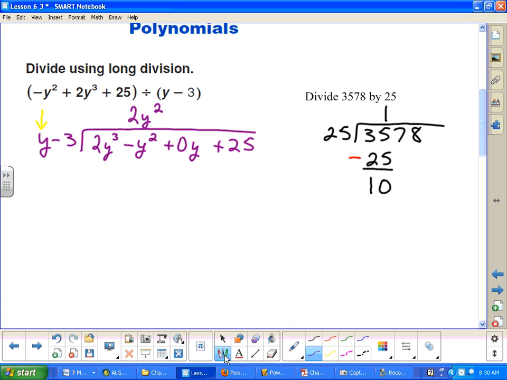So then, once I found that 1 over here with the long division, what did I do with the 1? Multiply it by the 25, right? So I'm going to do the same thing here. I'm going to take 2y squared, and I'm going to multiply it by both parts, y minus 3. So 2y squared times y is 2y cubed. And that's always going to be true. That first one is always going to be the same. And then I also have to multiply the 2y squared times the negative 3. Get negative 6y squared.